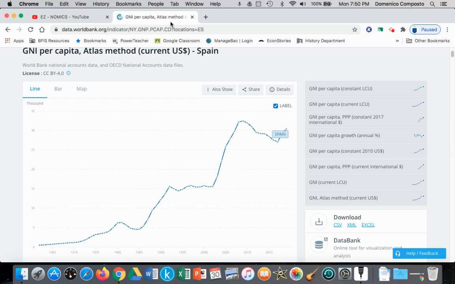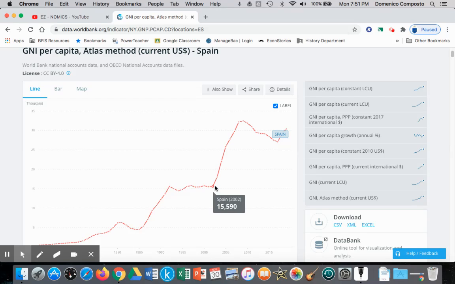And the example we're going to use in this case is Spain, and we're going to be looking at falling income and what happens to demand for normal and inferior goods. In the previous example, we looked at rising income in Singapore. And in this case, we're looking at falling income. And here we can see the impact of the 2008 economic crisis.